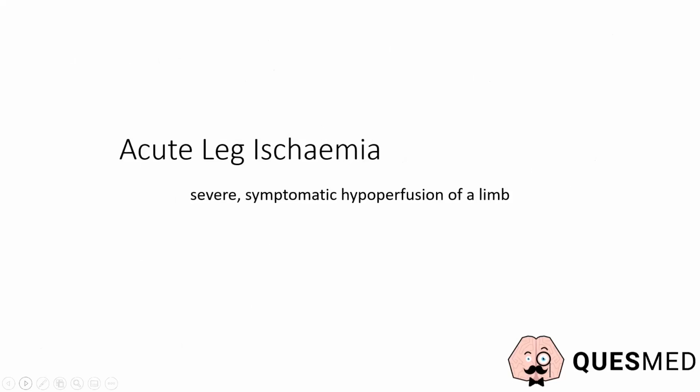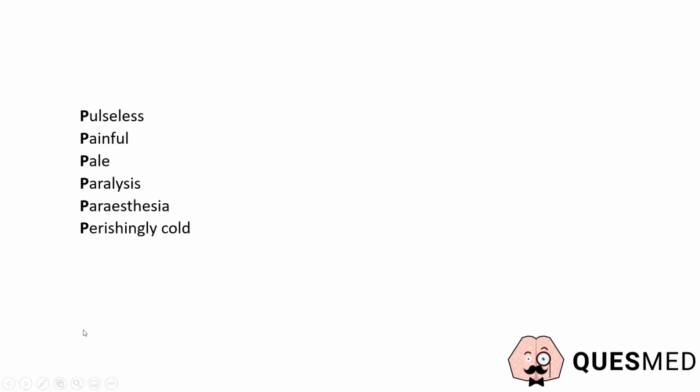So acute leg ischemia is severe symptomatic hypoperfusion of a limb that develops acutely, so definitely within 2 weeks. Next slide. It's really important to remember the 6 Ps on the next slide. Perfect. So the limb will be pulseless, it'll be painful, it'll be really pale. There's essentially paralysis because it's too painful to move, paresthesia, and it'll be perishingly cold.